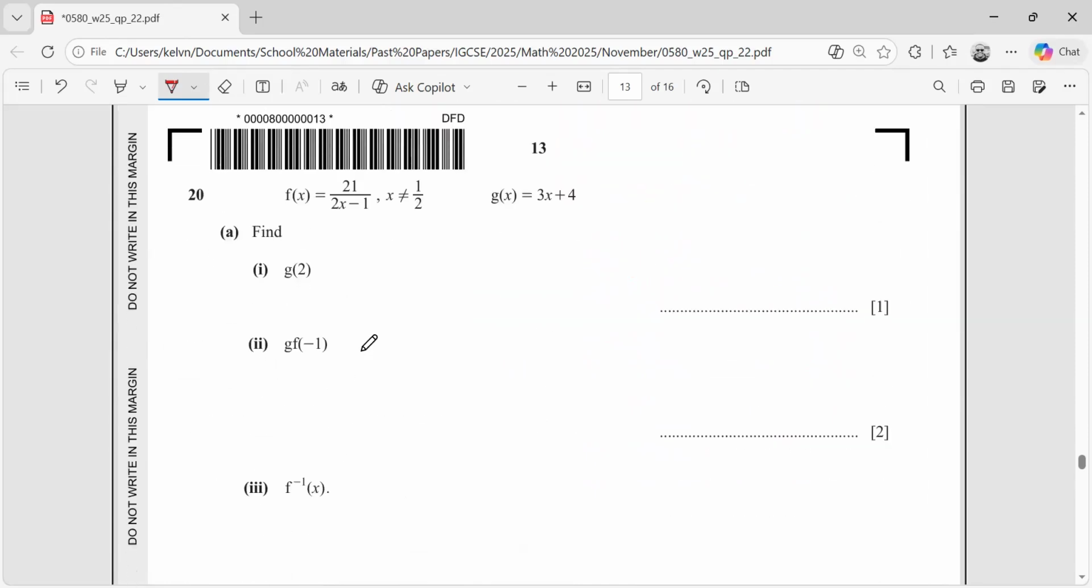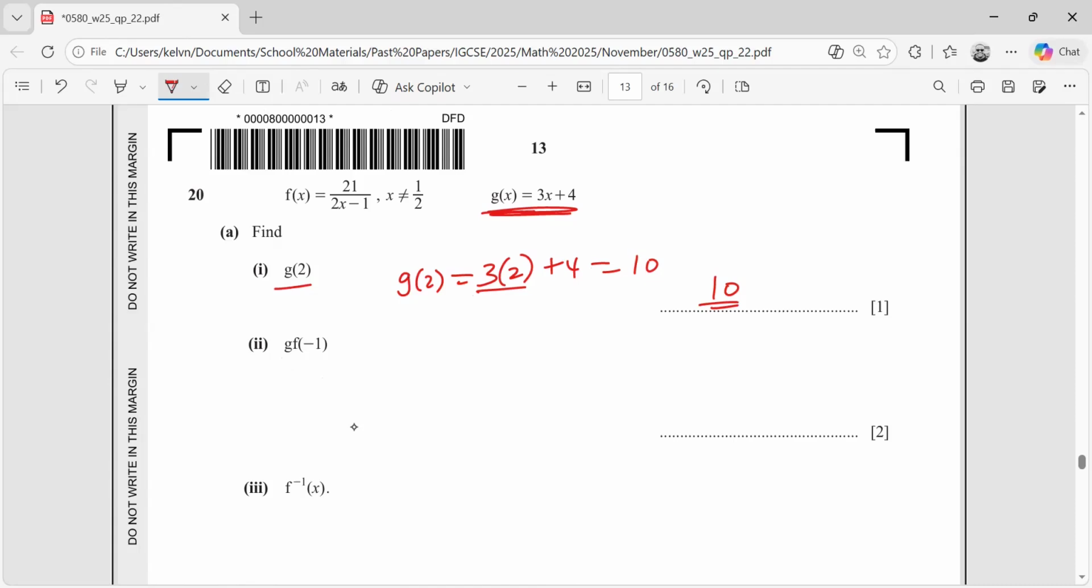So let's move on. You're at number 20 now. For number 20, we're dealing with functions. We're told to find g of 2. You already know g of x is 3x plus 4. That means where there's x, we're just going to substitute 2 as the input. So 3 times 2 plus 4 is 6 plus 4, which gives us 10, right? So easy peasy.